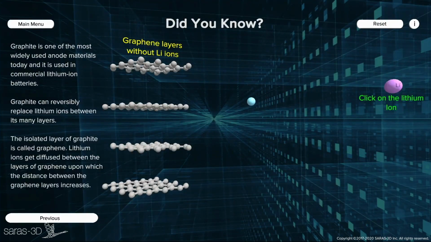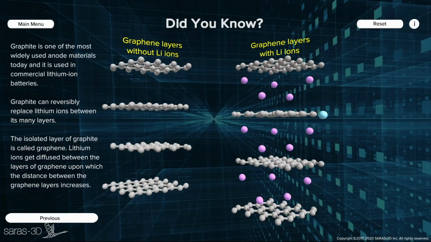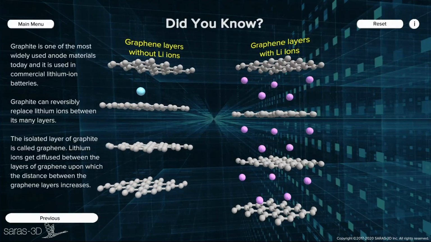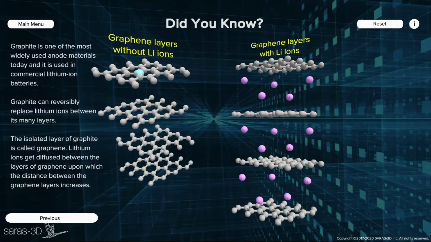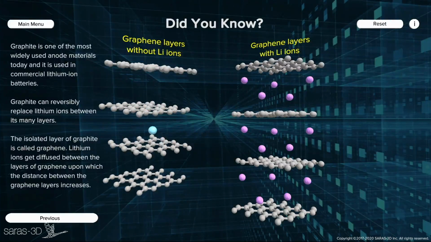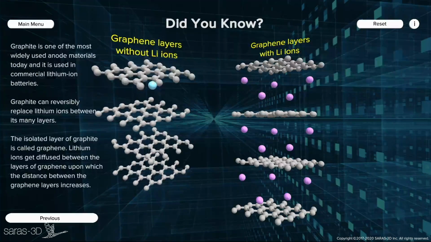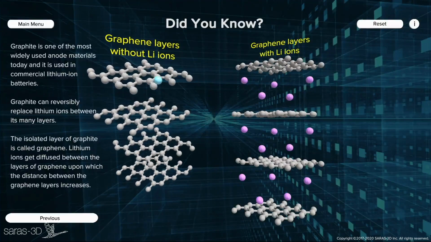Now, did you know that graphite is one of the most extensively used anode materials today, and it is used in commercial lithium-ion batteries? Graphite can reversibly intercalate lithium ions between its many layers. Before we learn more about this, let's see what graphene is. Now this is the layered structure of graphite, right? When we talk about one isolated layer of graphite, this is known as graphene. So graphene is the isolated layer of graphite.